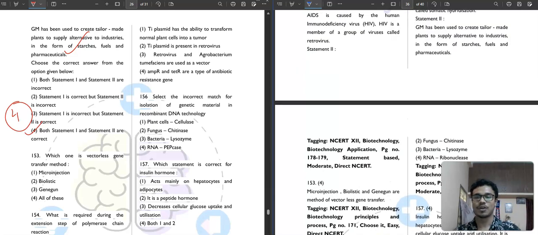It is saying, which one is a vectorless gene transfer method? Vectorless. Okay. It is saying that you don't need any vectors. Microinjection, biolistic, gene gun. All of these don't need any vectors. So all are direct methods. So the fourth option is your correct answer.